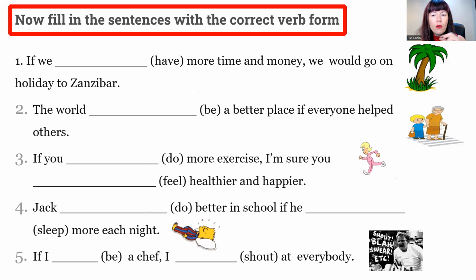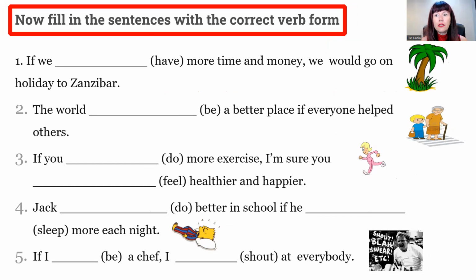So if we would have more time and money, we would go on holiday to Zanzibar. So we only fill in one verb at a time here. So if we would have more time and money, we would go. So what do we use after if? Okay, I'll show you the answers in a minute.